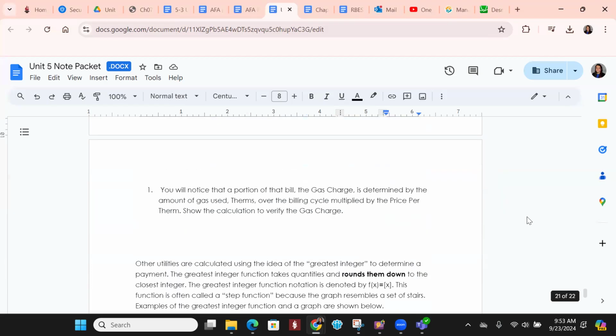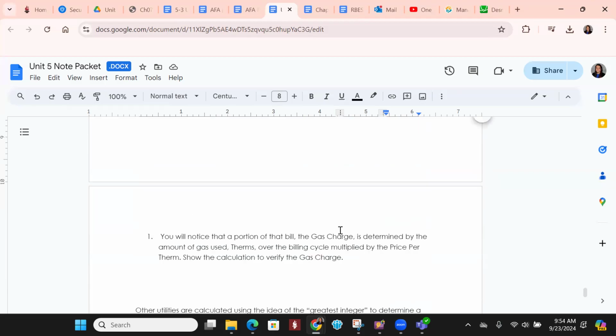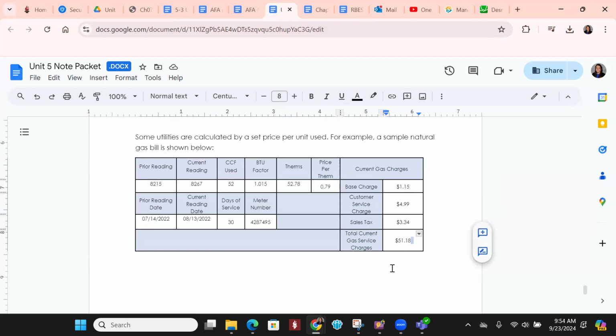So you notice that a portion of the bill, the gas charge, is determined by the amount of gas used over the billing cycle multiplied by the price per therm. Show the calculation to verify the gas charge. So again, you're putting this down here. We're going to say 52.78 times 0.79.